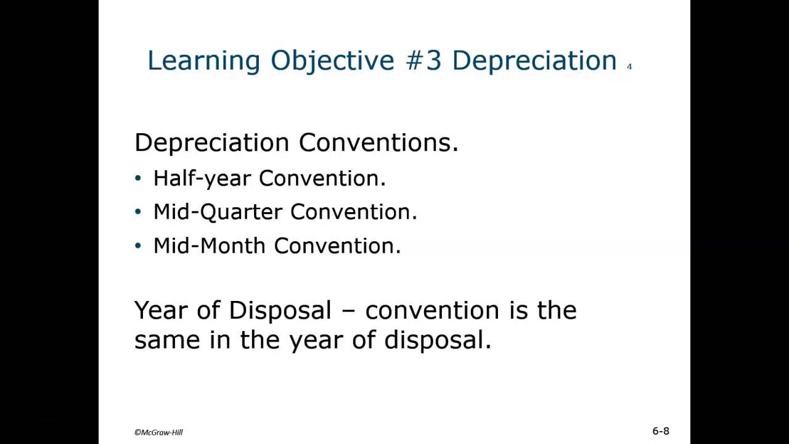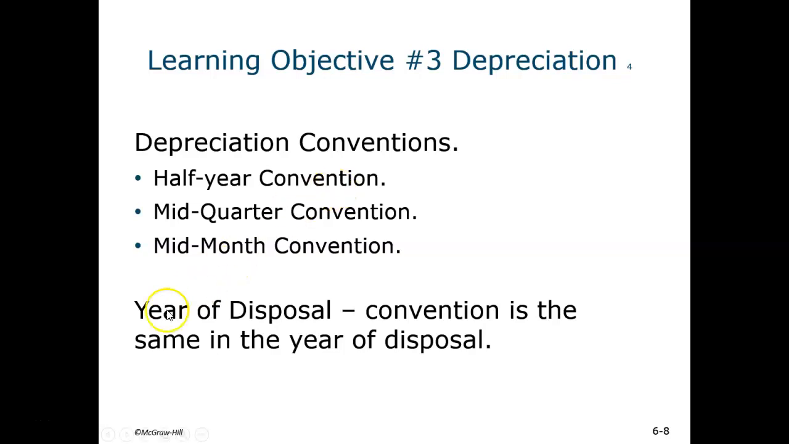This is where people sometimes get confused when the question asks, well, what is the depreciation in the year of disposal? Well, when we're talking about personalty and we're using the half-year convention, which we will always assume unless we're told different, then it's going to be a half year in and a half year out.